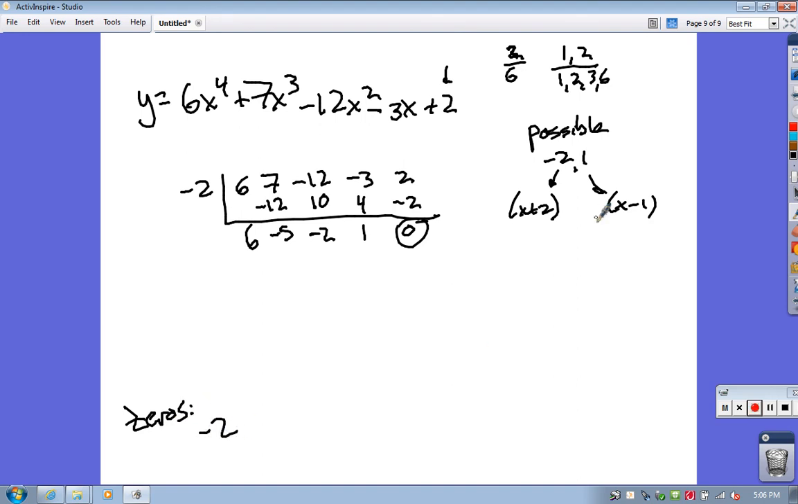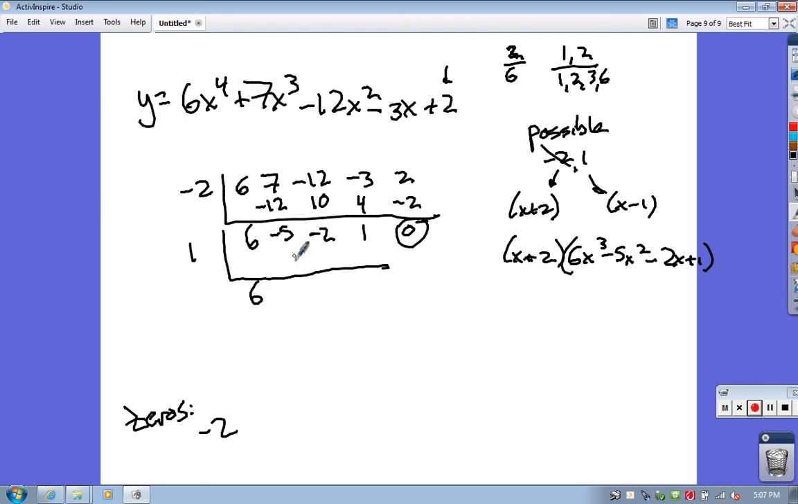One of them's -2. So far what I've done is I've divided out this x plus 2. And what's left then is this. That was a 4th power, so a cubic: 6x cubed minus 5x squared minus 2x plus 1. And I'll keep going. That was 1. I'll see if 1 was a root. See if this x minus 1 goes into it. And again, I don't need to rewrite it. I can just keep going from here. Bring it down, multiply, add, multiply, add, multiply. Yes, another 0. Very good. So it looks like 1 is also a zero.